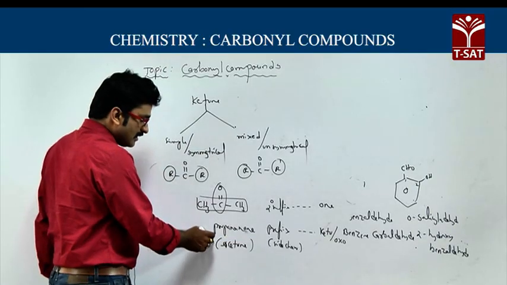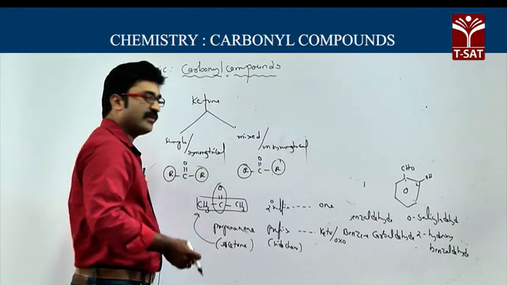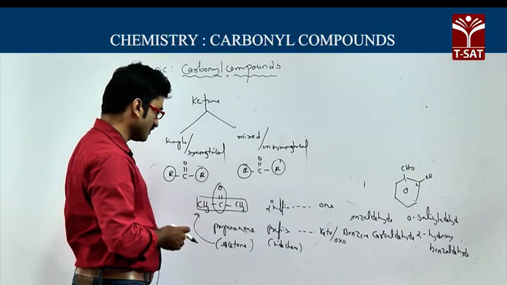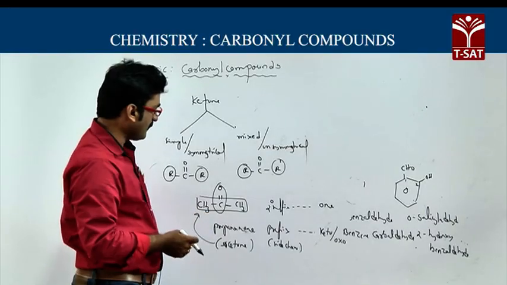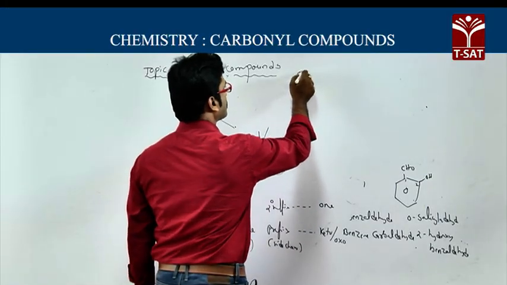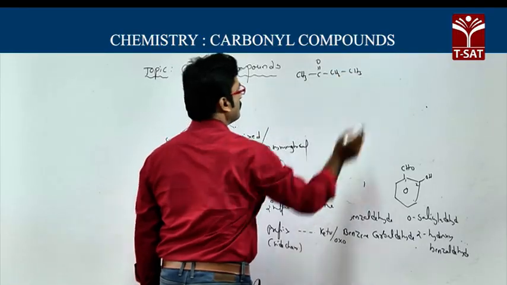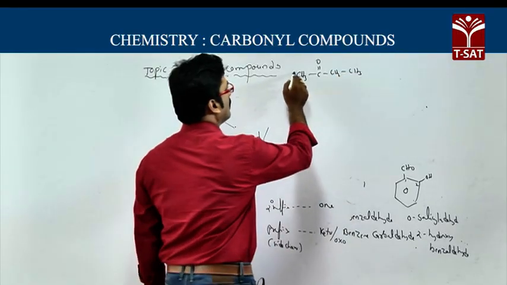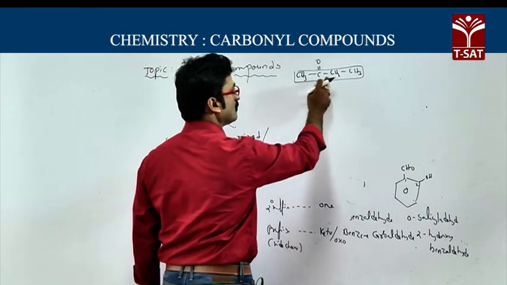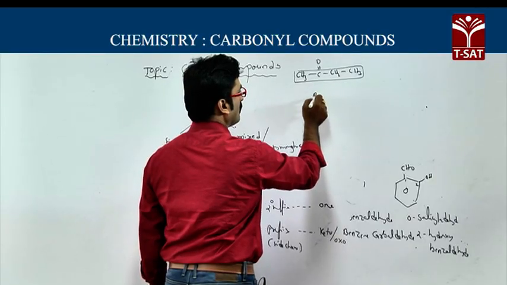You know this acetone is used as a nail polish remover. It can be used as a solvent, and it can be used to remove nail polish. Now we'll take one more example: CH3 C double bond O CH2 and this is CH3. Here this is the parent chain, and how many carbons are there? Total 1, 2, 3, 4 carbons are there, and that is why its name is butanone.